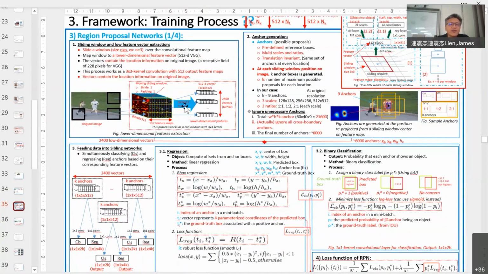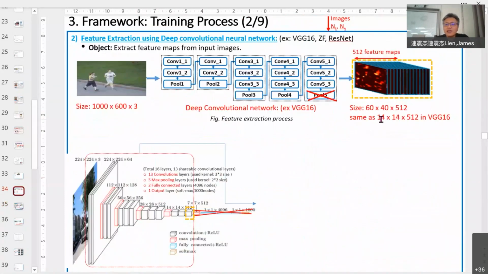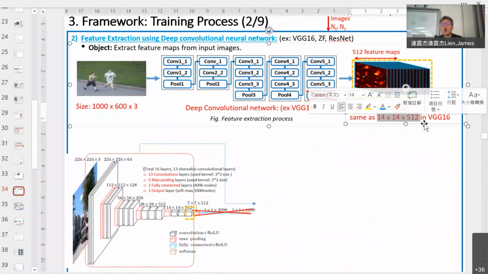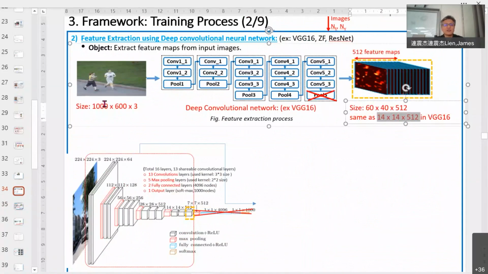Here, the thing is okay. Why is it 60 by 40? Why here is this one? No, this is because the original VGG has small size. Original VGG16 has small size, so the output here is 14 by 14. But in this case, this is a large image size.